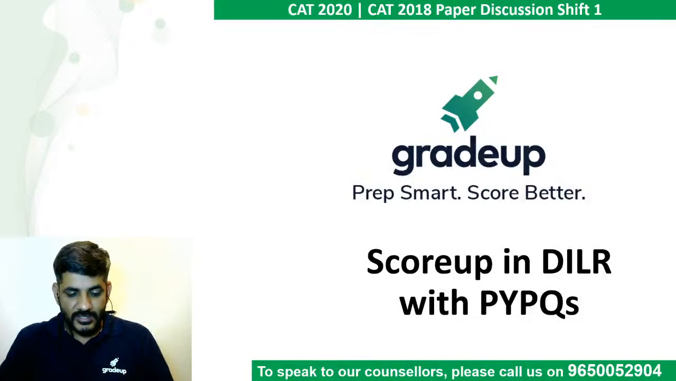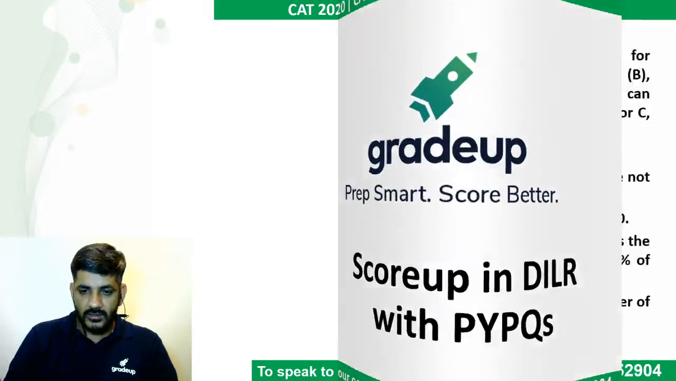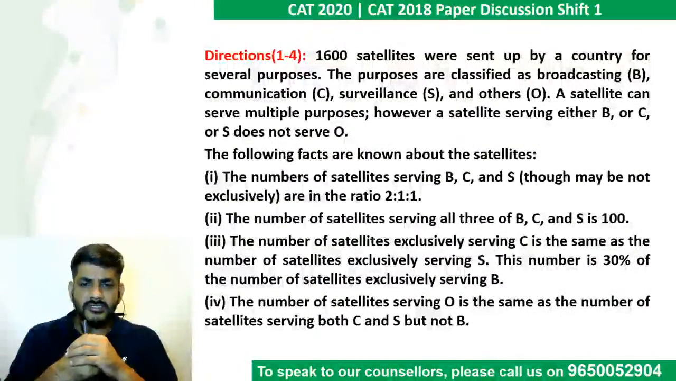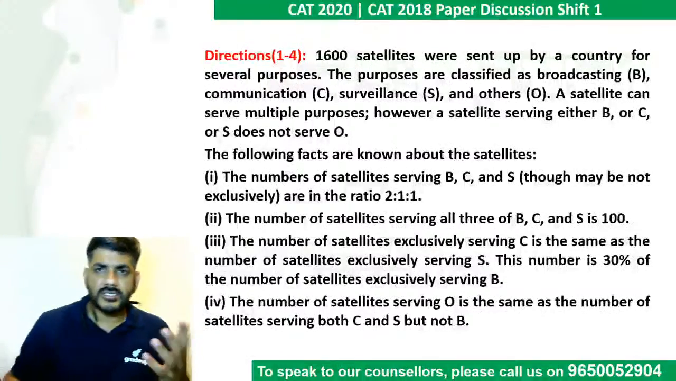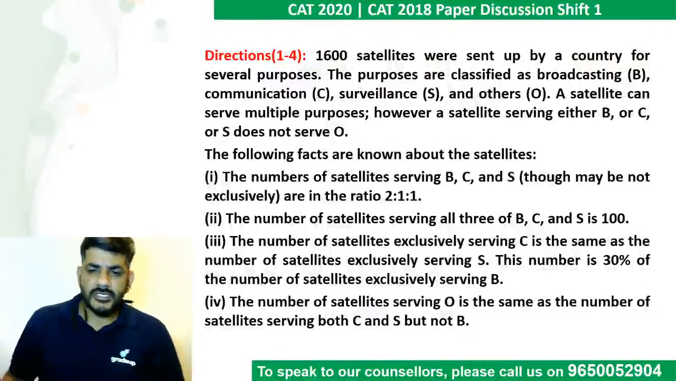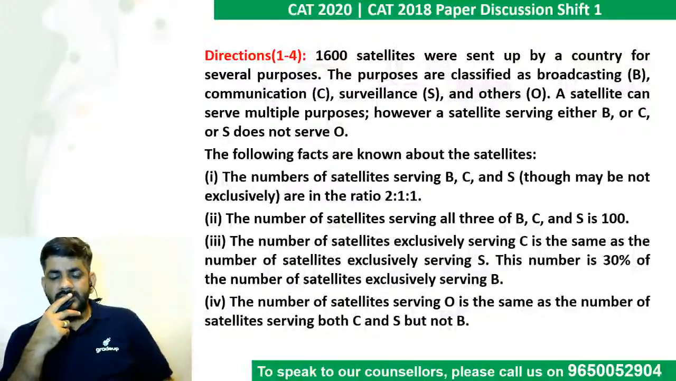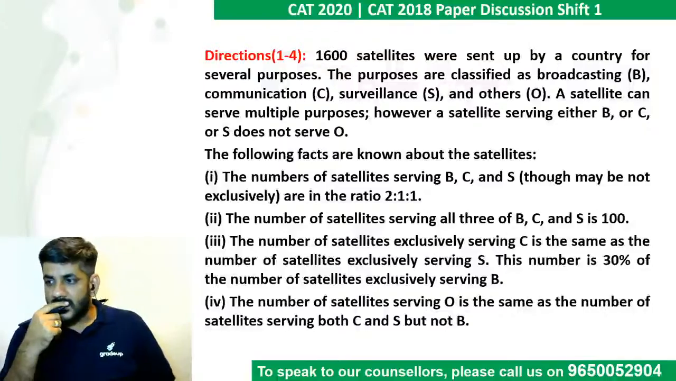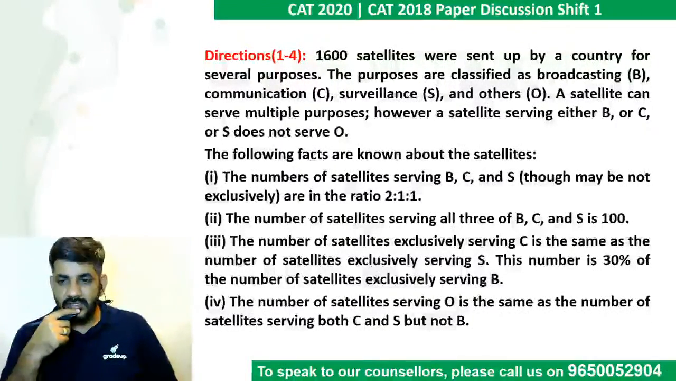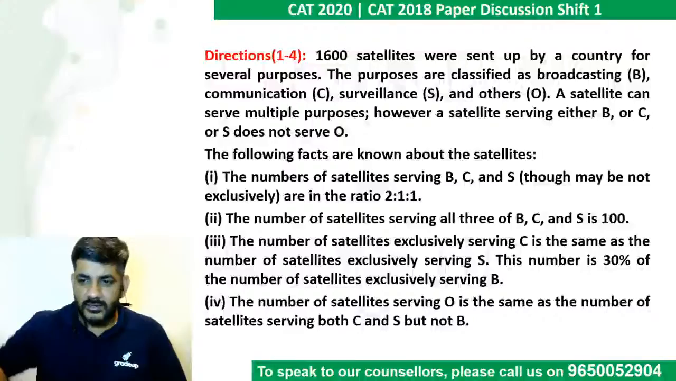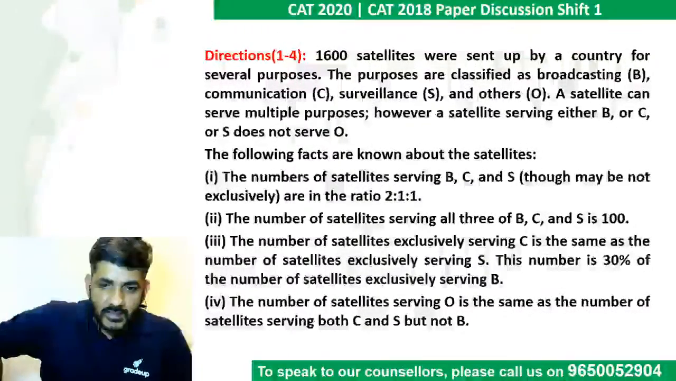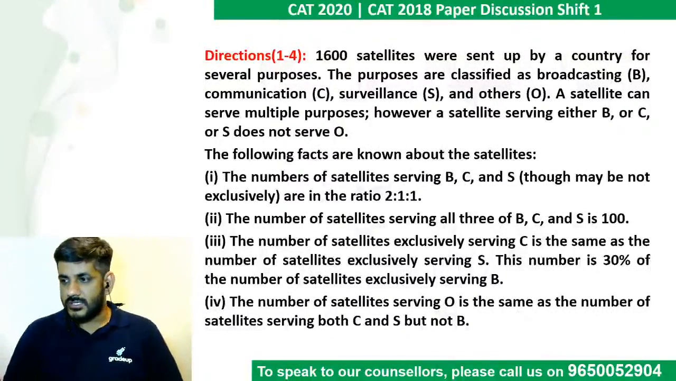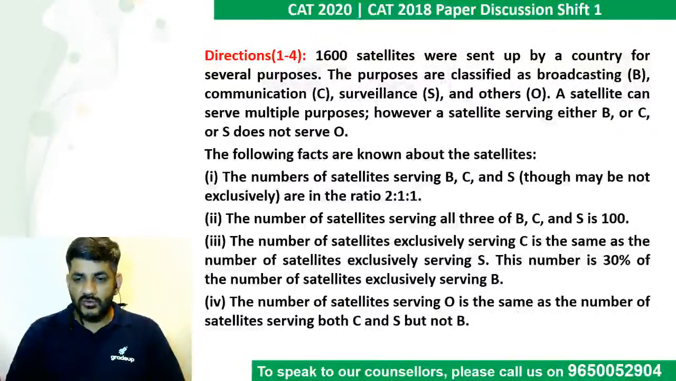So let's start, guys. This is the first set that I'm going to discuss. It became a very famous set about satellites. Some information is written over there. You can see that 1600 satellites were sent up by a country for several purposes. The purposes are classified as broadcasting, communication, surveillance, and others. A satellite can serve multiple purposes. However, a satellite serving either B or C or S does not serve O. The following facts are known about the satellites.